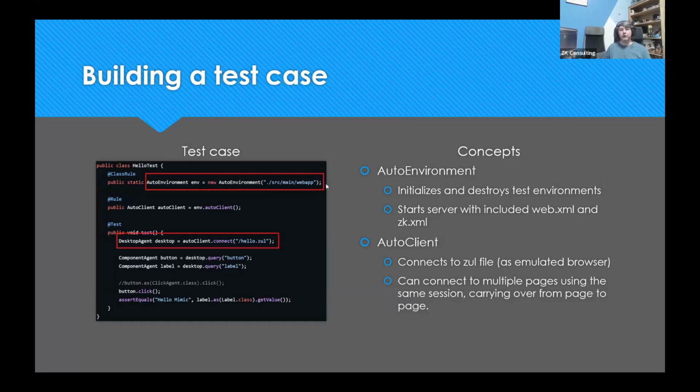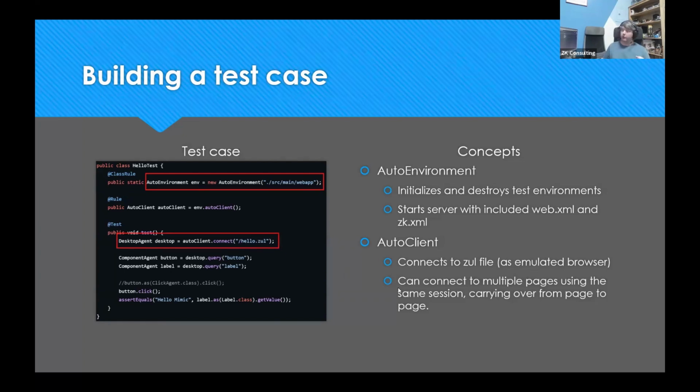Okay. Once we have our environments, our emulated server, we can create a client. So in this case, an auto client is going to be generated as an emulated browser. This is going to take the role of our actual web page. It's going to send events, it's going to send updates, and we're going to be able to use it to make operations on our page.